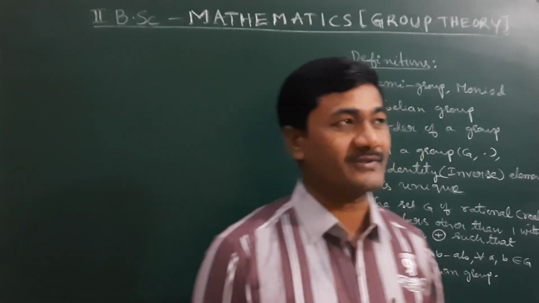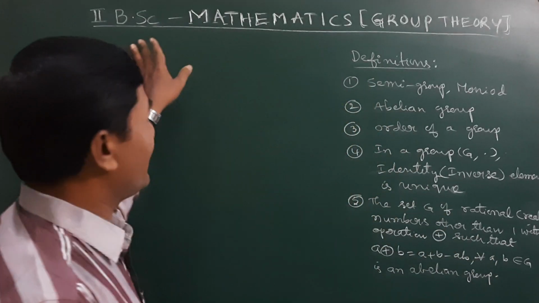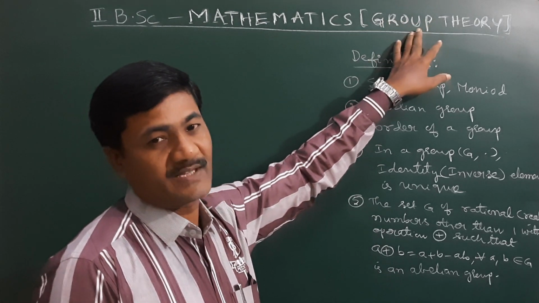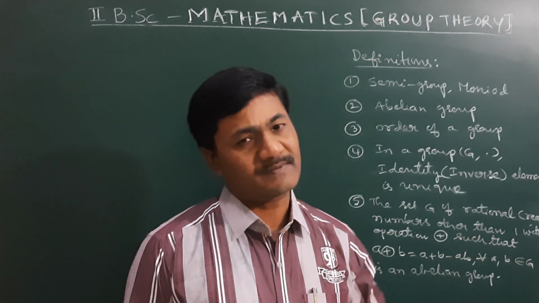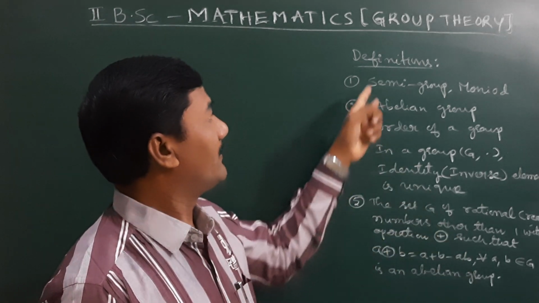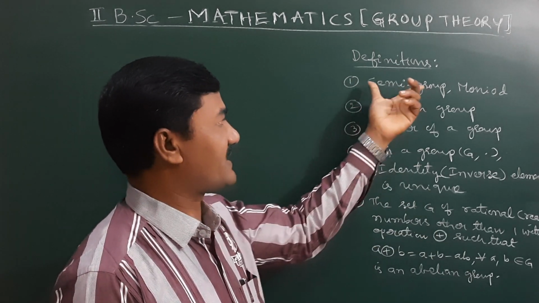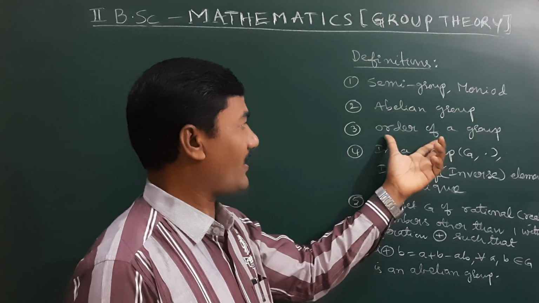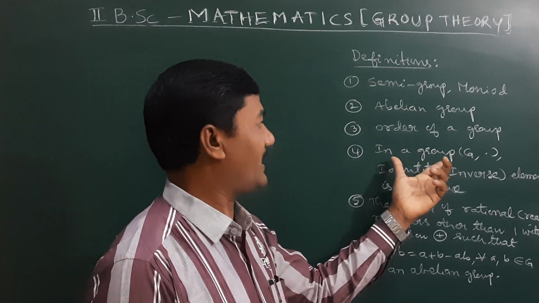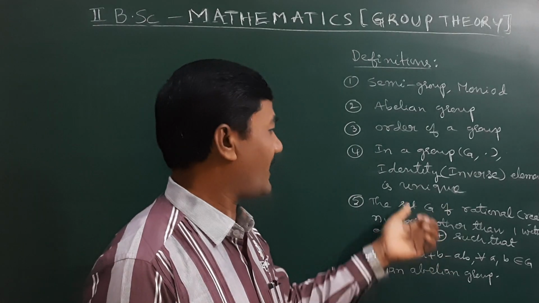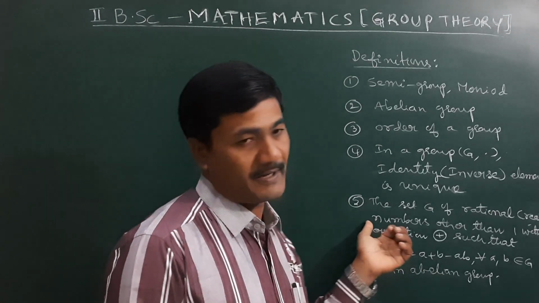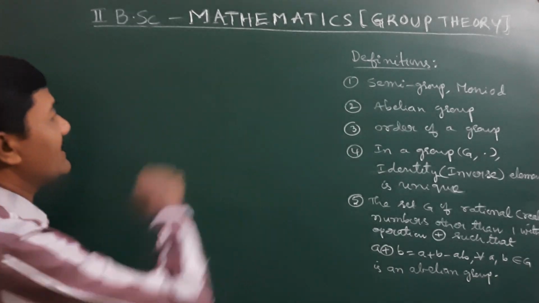Today we will discuss BSc second year Mathematics, group theory. Last class we discussed the group, the definition of a group, and some examples. Now we will define semi-group, monoid, abelian group, order of a group, and that in a group G the identity element and inverse element are unique, and we have solved problem number 5. Coming to the semi-group.